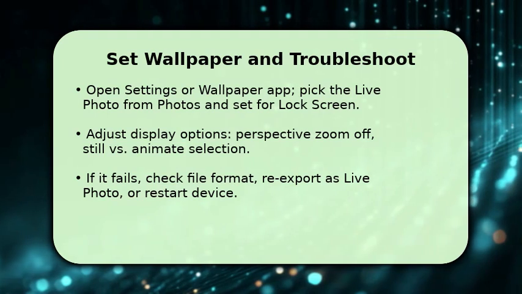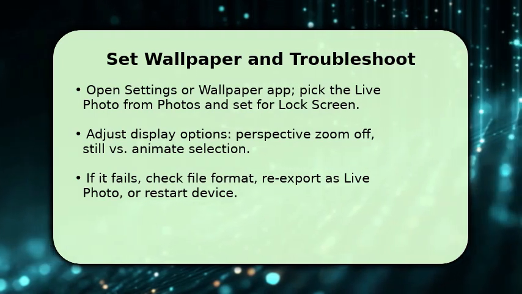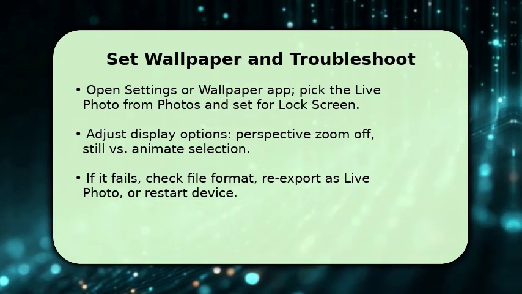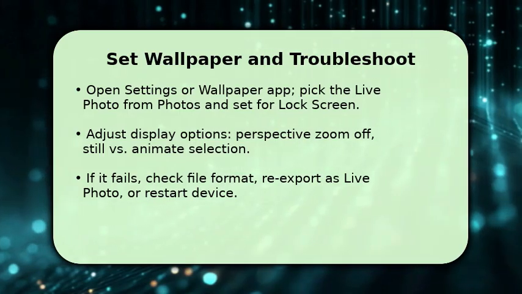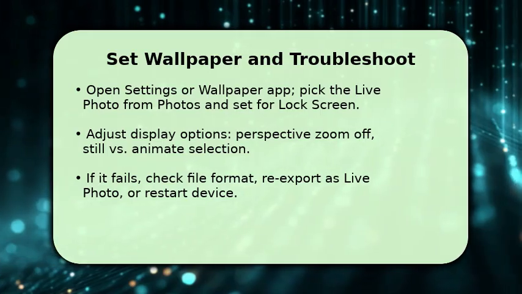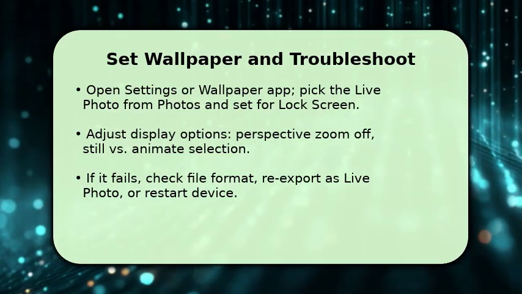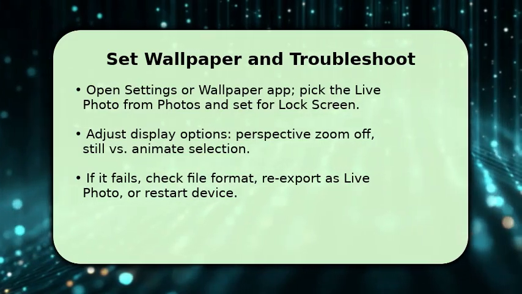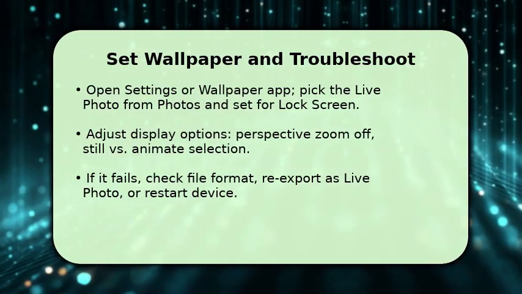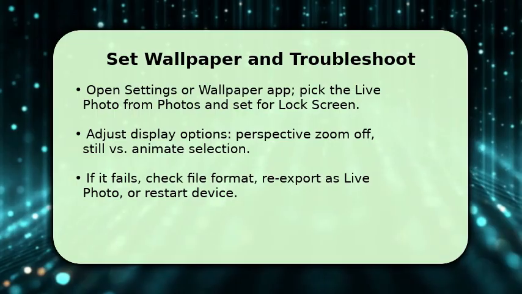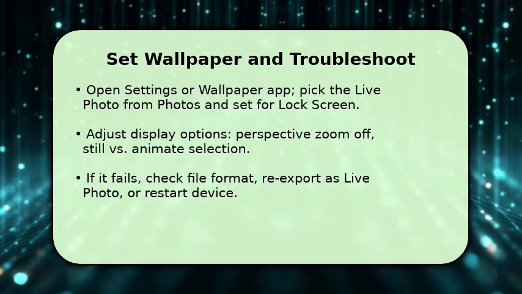Finish by applying the live photo as your lock screen wallpaper and testing it. Open Wallpaper settings, choose the live photo from Photos, disable perspective zoom if you want no parallax, then set it for lock screen only. Press and hold the lock screen to confirm the animation triggers. That ensures everything worked. If the animation won't play, make sure the file is a true live photo, re-export from the converter app, and if necessary, restart your device. One quick restart often resolves permission or cache issues.